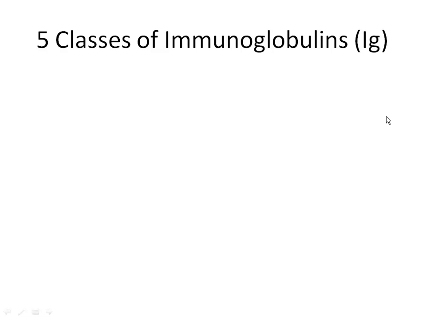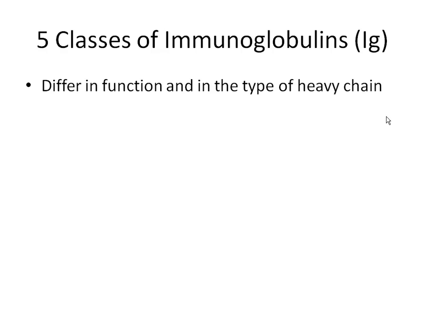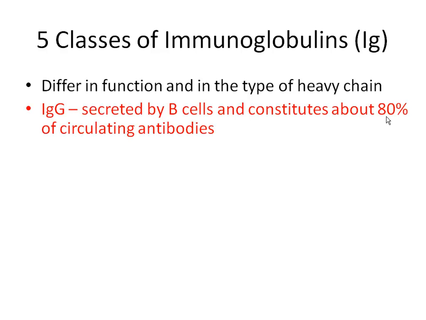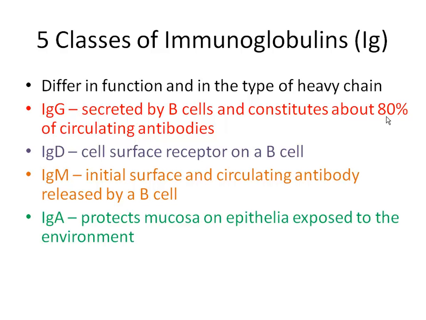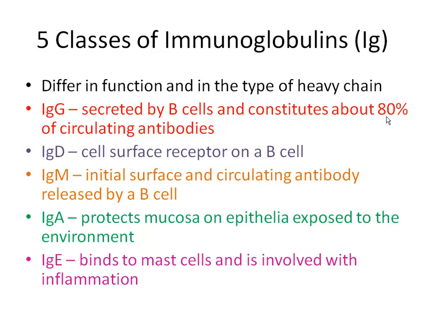Okay, for immunoglobulins there are 5 classes. Immunoglobulins are abbreviated as Ig. These 5 classes of immunoglobulins differ in function and in the type of heavy chain. IgG is secreted by B cells and constitutes about 80% of circulating antibodies. IgD is the antibody that acts as the cell surface receptor on the B cell. IgM is the initial surface and circulating antibody released by a B cell. IgA protects mucosa and epithelia, which are exposed to the environment. And IgE binds to mast cells and is involved with inflammation.